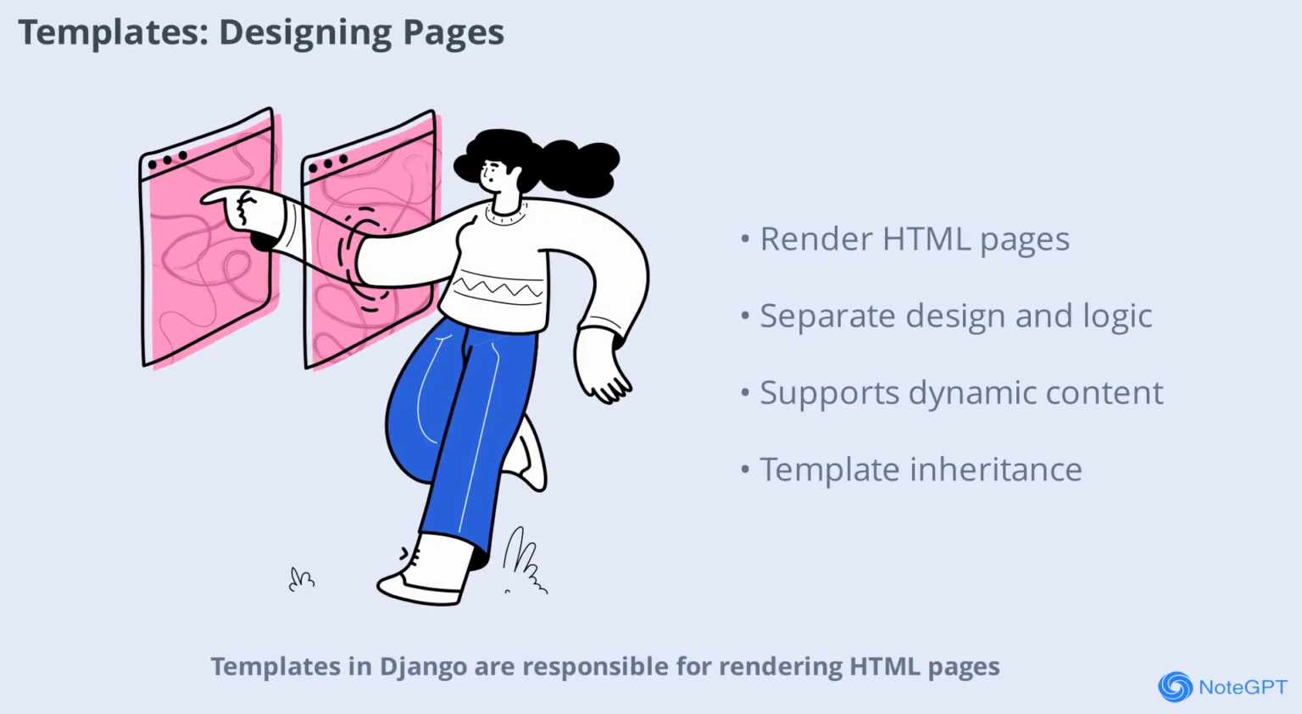Templates in Django are responsible for rendering HTML pages. They allow you to separate your design from your business logic, making it easier to update the look and feel of your site without touching the backend code. Django's templating language is powerful yet simple, supporting loops, conditionals, and template inheritance. This means you can create dynamic, reusable layouts that keep your website consistent and maintainable.